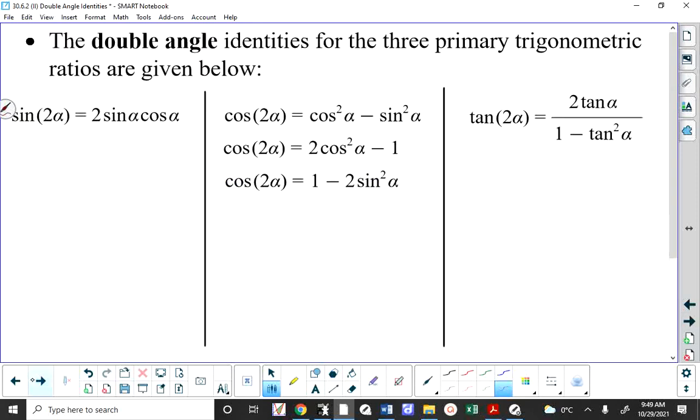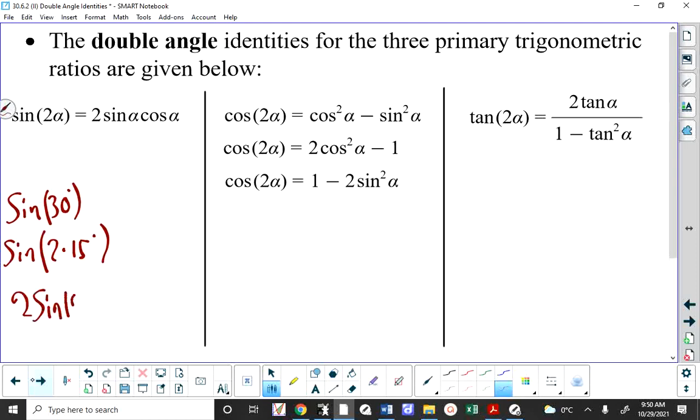Here they are. So let's just talk about these individually. The sine of 2 times an angle is always the same as 2 times the sine of the angle times the cosine of the angle. What does that even mean? It means, if I want to pick an example, sine of 30 degrees. Well, 30 degrees is 2 times 15 degrees, which means I should be able to take 2 times the sine of 15 degrees times the cosine of 15 degrees and get the same thing as the sine of 2A, the sine of 30.